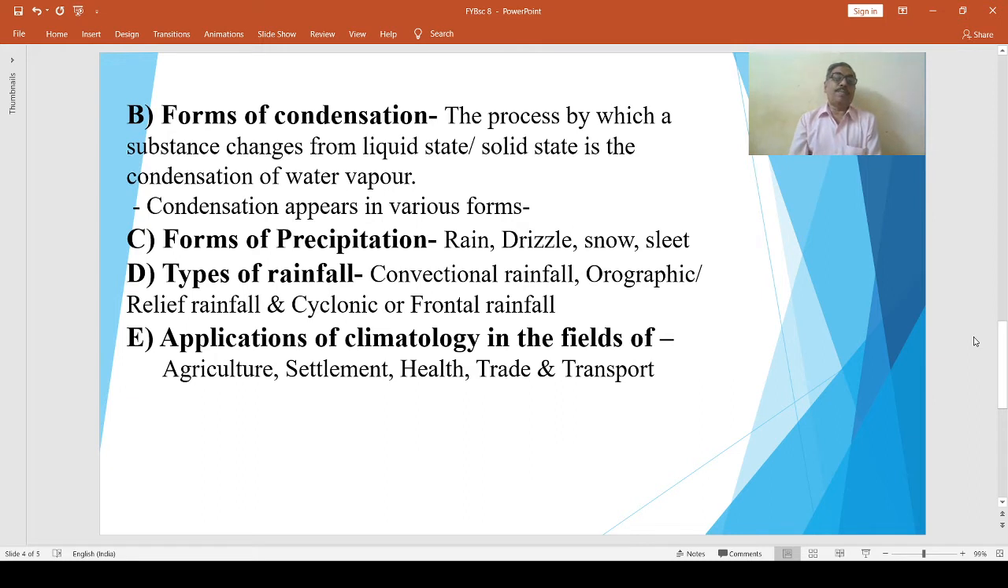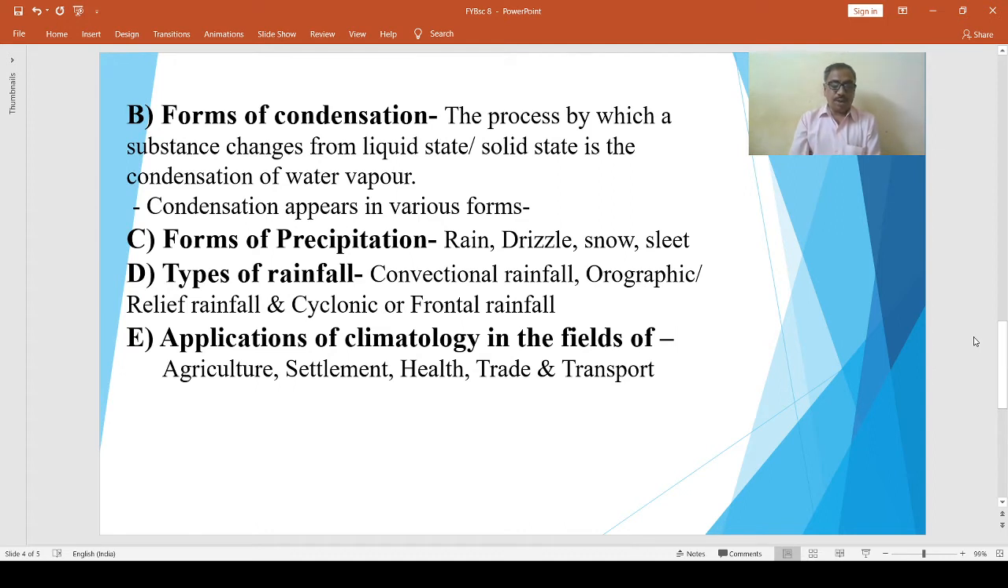The forms of condensation includes fog. Fog occurs when condensation of water droplets together with particles of smoke and dust held in suspension. Radiation fog, advection fog, frontal fog, steam fog, and hill fog, etc. forms of fog are there.